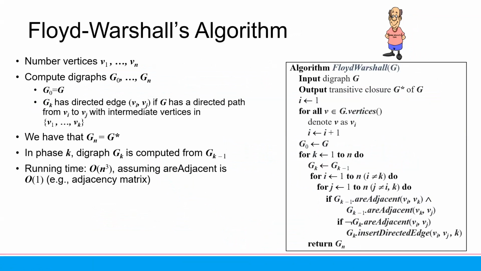This is the algorithm for the Floyd-Warshall. We check the number of vertices p1 until pn, and then we need to compute the digraph. The digraph means G0, because we are going to check from G0 until all possible k. So the input will be digraph G, and the output will be the transitive closure G prime of G.